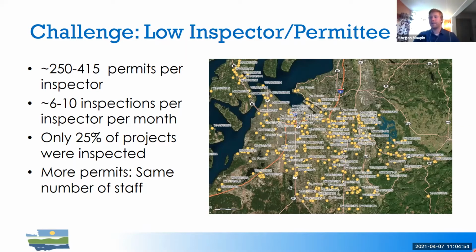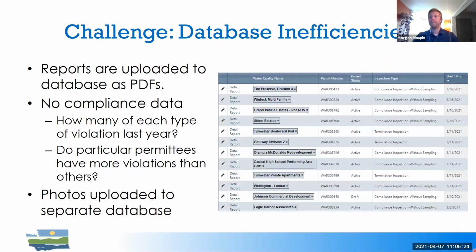Prior to this app rollout, we were seeing inspectors complete roughly 6 to 10 inspections per month. What that resulted in is only about 25% of permitted construction projects ever getting inspected by an Ecology inspector, which is obviously a pretty low number. And as time goes on, we're seeing more and more permits get pulled every year and really the same number of staff. So this issue is just getting worse.